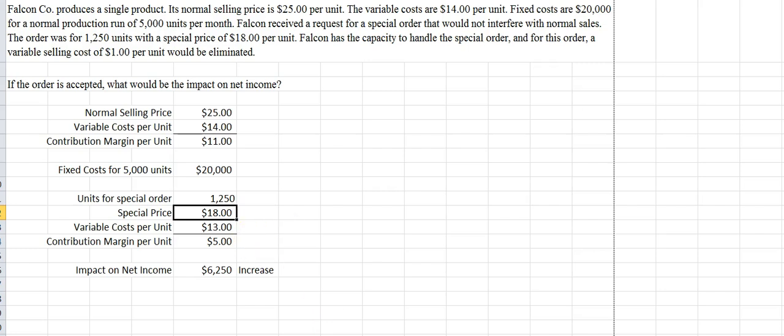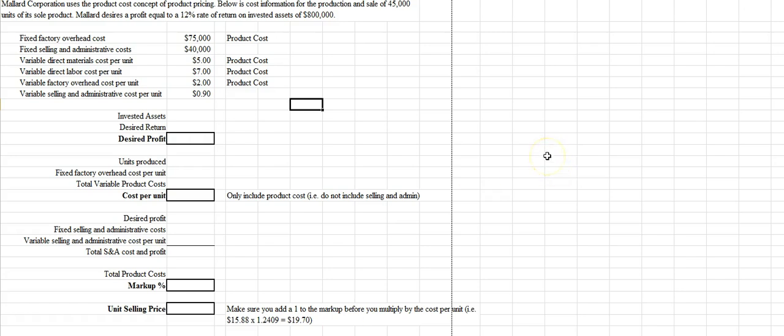So let's do the next problem. This problem is three problems in one, okay? And this is related to using the product cost concept of product pricing. Let's see how this is done, because this incorporates three problems in one, or maybe even four. I'm not even sure. I have four boxes here, so it might be four problems in one. This is a way that companies determine how much they want to price their product, and it's called the product cost concept. So let's read right here.